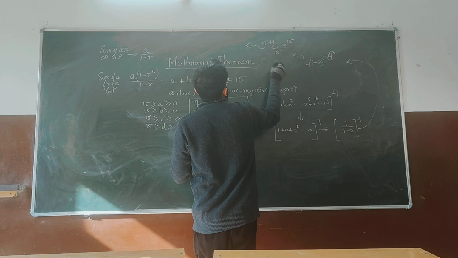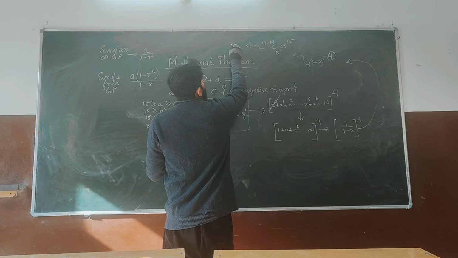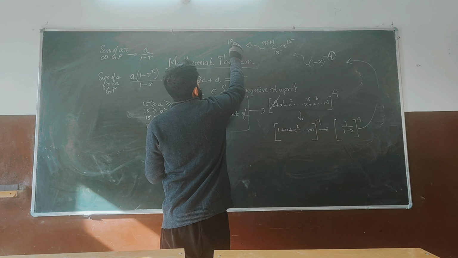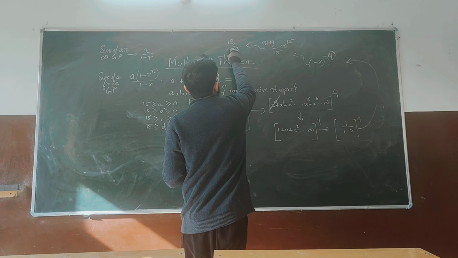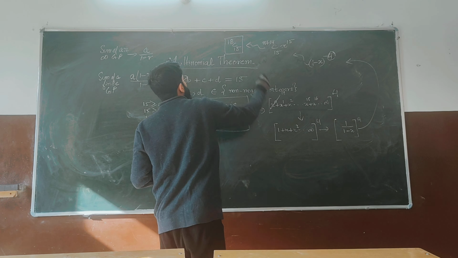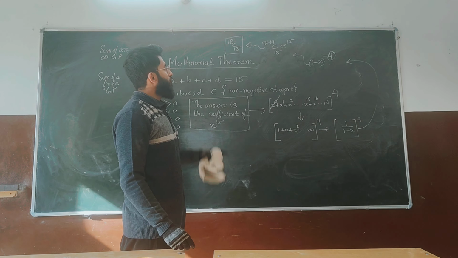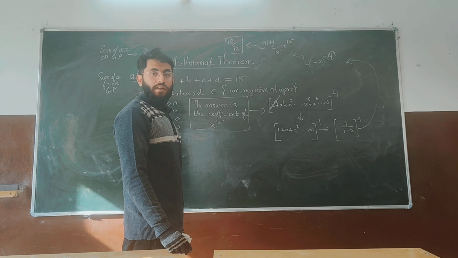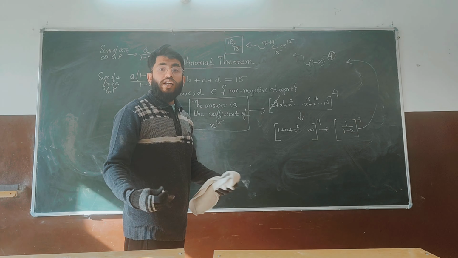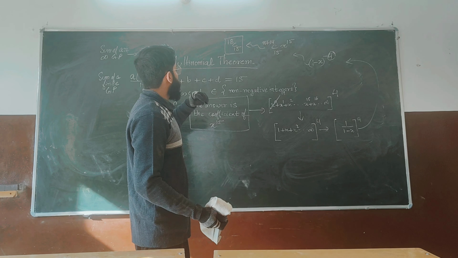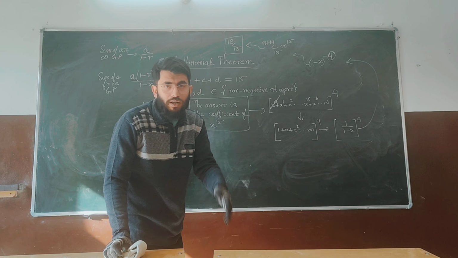So what I am left with is 18C15, right? The coefficient of x to the power 15 is nothing but 18C15. So that is my final answer. See, I didn't have to count the cases. I didn't have to do anything. I just arrived at the final answer using multinomial theorem. This is what multinomial theorem is.